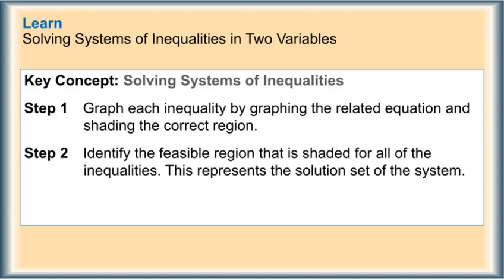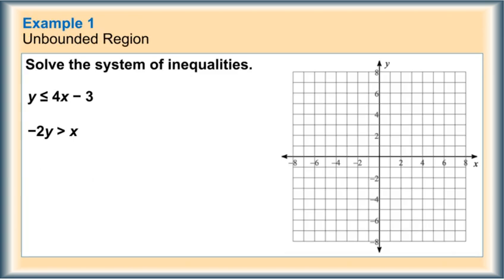So how are we going to do this? Step 1, graph each inequality by graphing the related equation and shading the correct region. Step 2, identify the feasible region that is shaded for all of the inequalities. This represents the solution set of the system. So our first example, solve the system of inequalities.